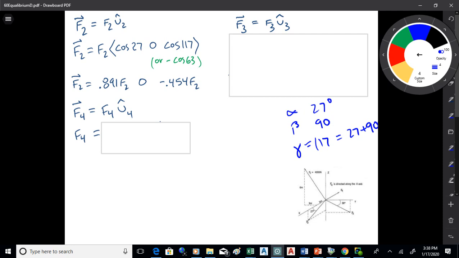So I just take the cosine of those three angles, and that gets me my unit vector. The cosine of 90 is just 0, right? So where that comes from is I'm taking the cosine of 90. Okay. So that gets me an expression for F2. Now I don't know what F2 is yet, but I know its proportions.